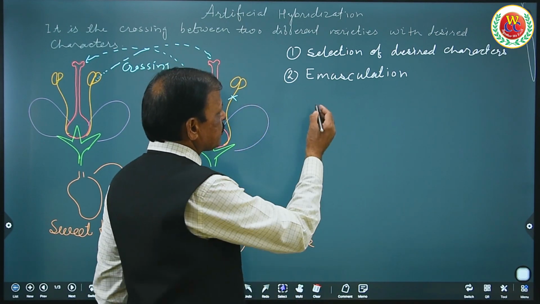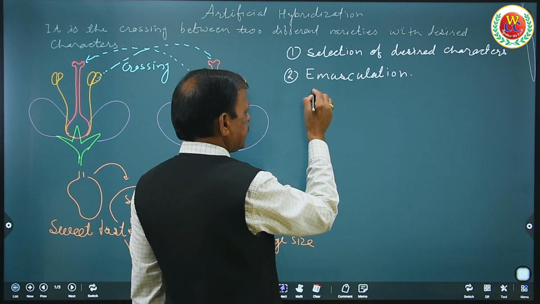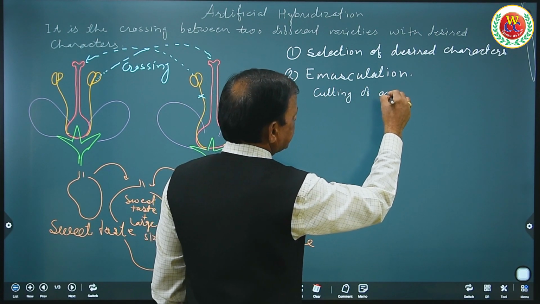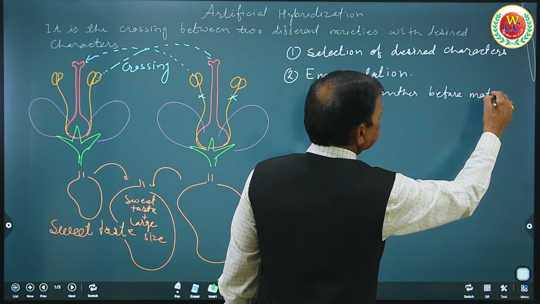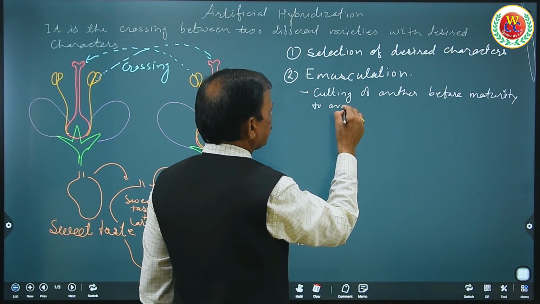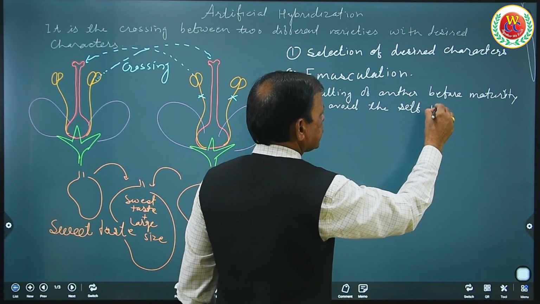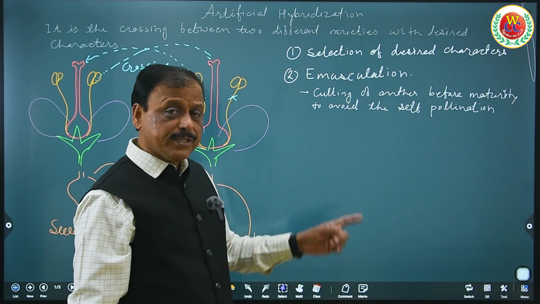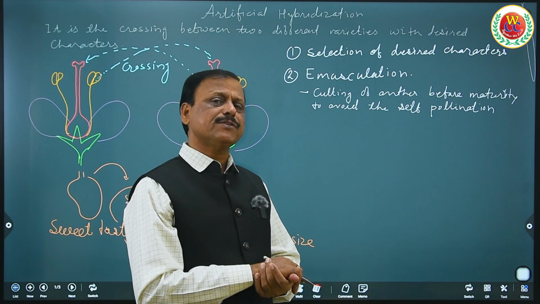So, emasculation is the cutting or removal of anther before maturity, to avoid self pollination. To avoid self pollination is known as emasculation. And in which flower is it needed? It is needed in bisexual flowers having male and female parts together. In unisexual flowers it is not needed.